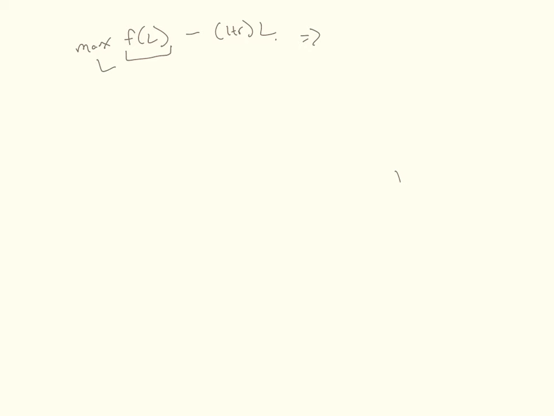And this yields the simple condition that marginal return has to equal marginal cost. So you'll choose L until its marginal return is 1 plus R. Okay, that's simple. We can do this graphically.